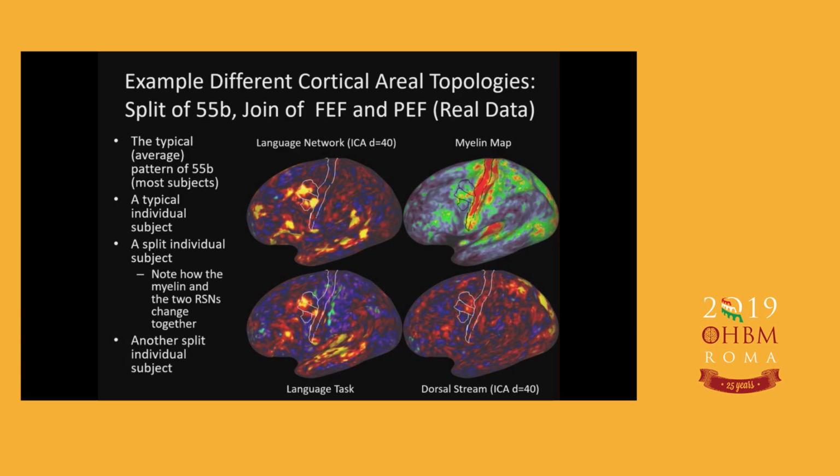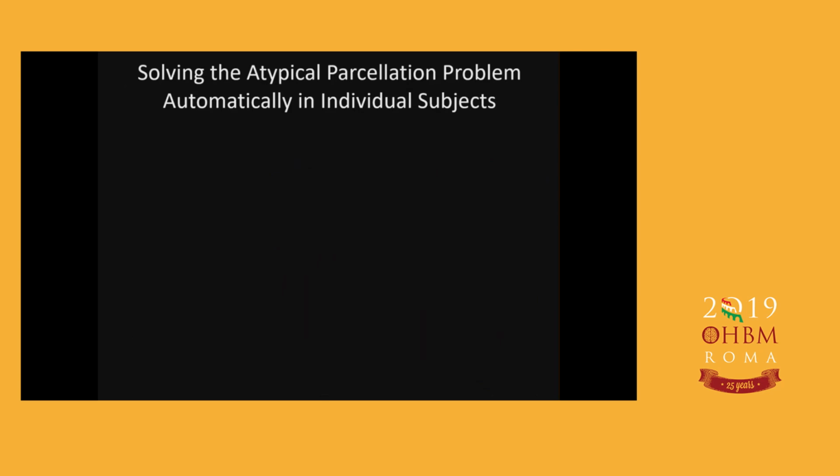And here's another split subject. Again, we've got the two foci of connectivity and activity, the high myelin that runs right between them, and the dorsal stream connectivity. So how are we going to solve this problem automatically in individual subjects?